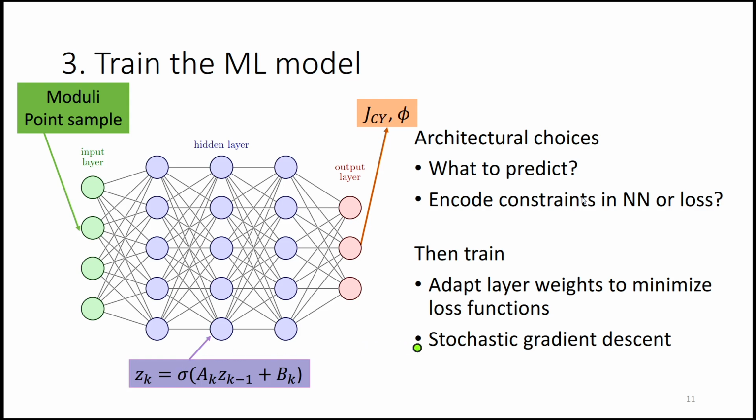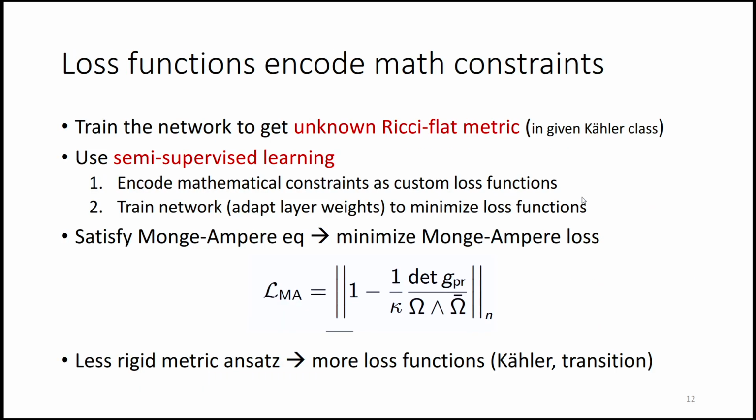So we want to train the model to minimize some loss functions, and we do that using the methods that are available in these machine learning libraries, and it's stochastic gradient descent that is the leading method that's been used. So what do we want to achieve? Well, we want to get a Ricci-flat metric, and we do not know what that Ricci-flat metric is, so this is unknown. So we cannot compare in data with known out data, which is a standard thing to do in machine learning. Instead, what we do is something that is called semi-supervised learning.